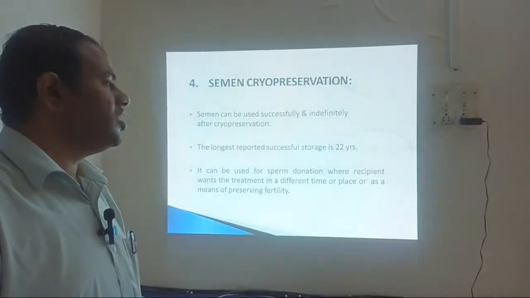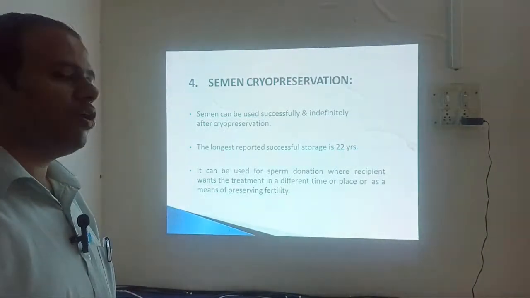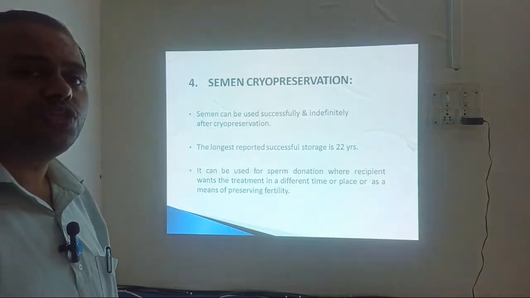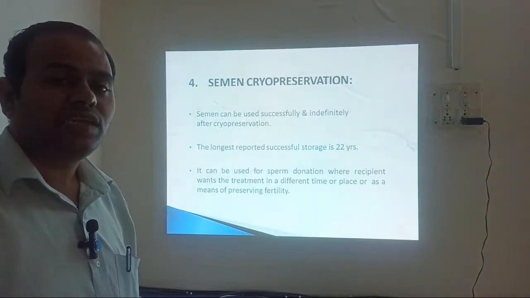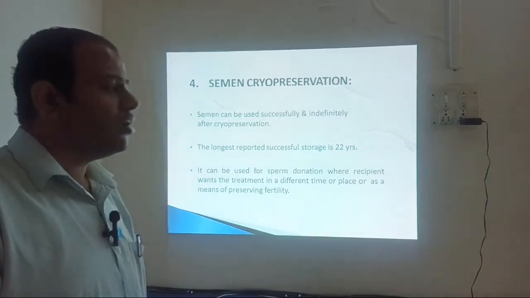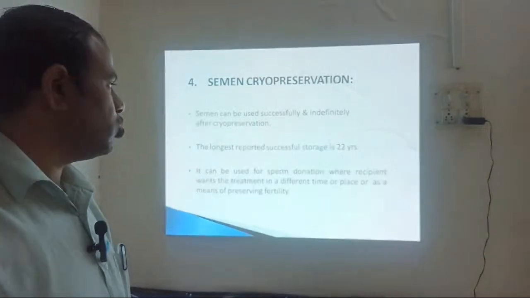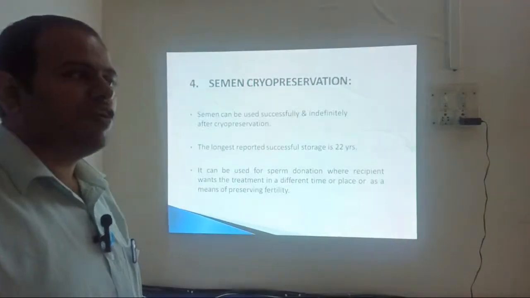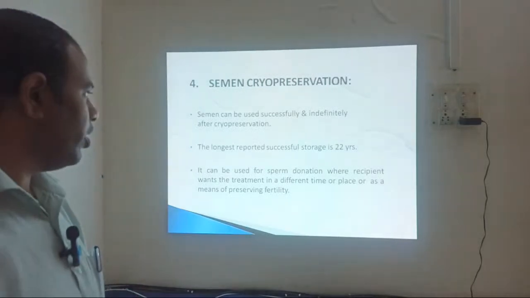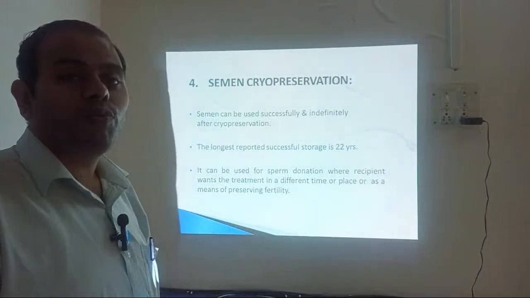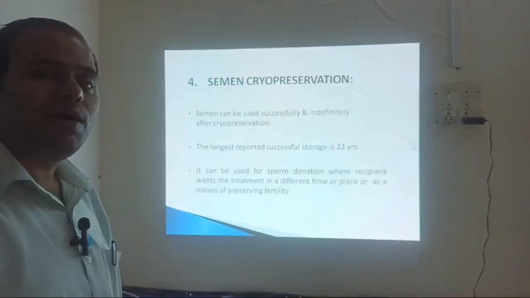Semen cryopreservation is another very important aspect of cryopreservation. This is not only limited to human beings but used for a number of animals, such as buffaloes and cows. The semen of the male buffalo or ox is stored under cryopreservation, and this can be used for different kinds of breeding techniques. The longest successful storage is about 22 years. So you can see the potential of that.